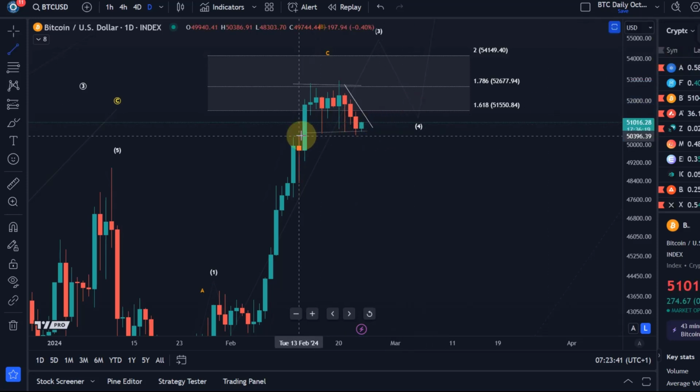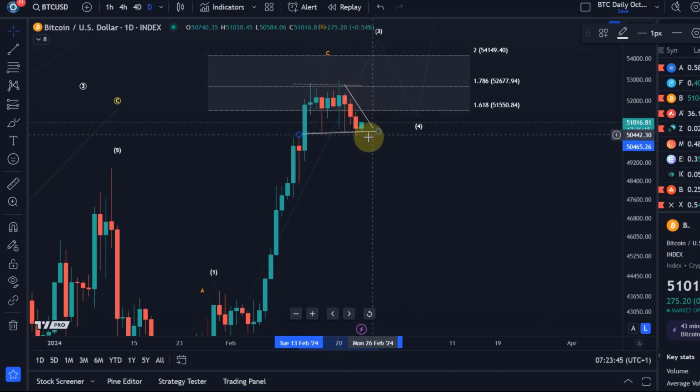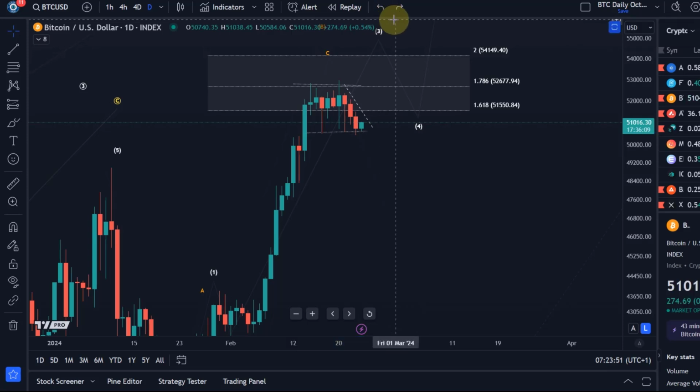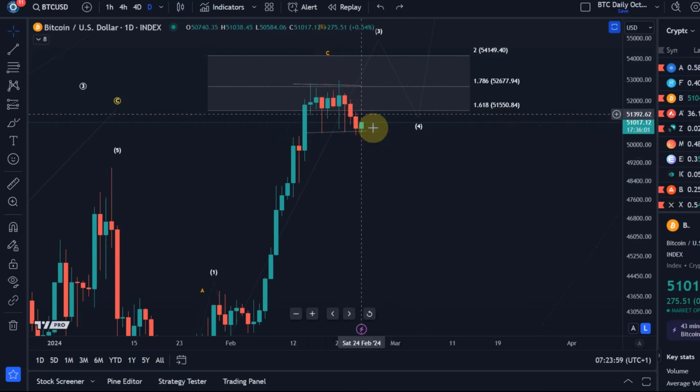So you see that here we have the horizontal support line, and then we have a descending trend line. It looks like a descending triangle. These tend to break to the downside, but I'm not telling you it does. They just, statistically speaking, more often than not break to the downside.